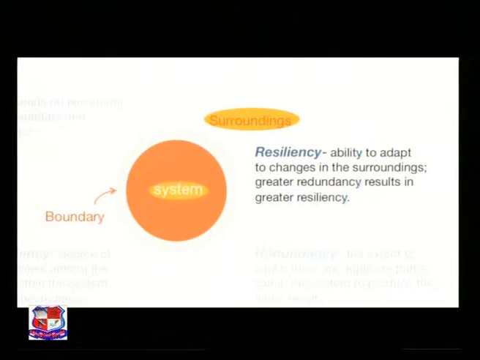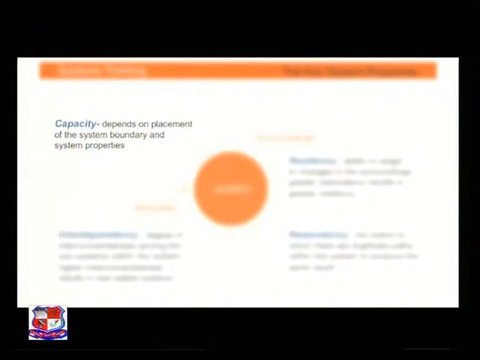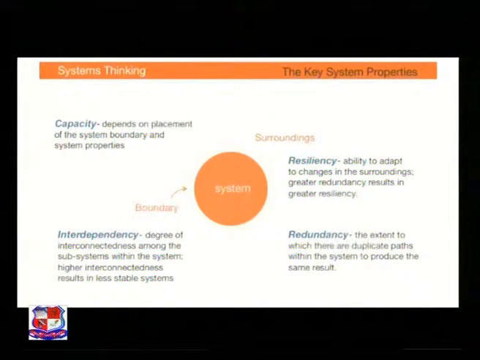This next property, resiliency, describes the ability of the system to adapt to changes or perturbations in the surroundings. In general, greater redundancy should produce greater resiliency. For example, if the telephone lines to a building are somehow cut, but the building is still connected to the internet, the communication system with the outside world is resilient. However, the trade-off is that you are using more resources to achieve the same result. So these are the 4 properties: interdependency, redundancy, capacity, and resiliency. These four qualities describe the nature of a system.